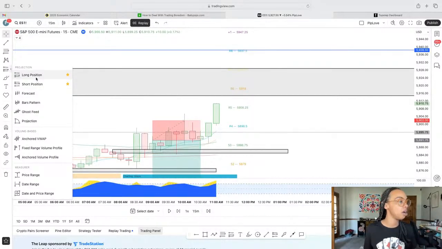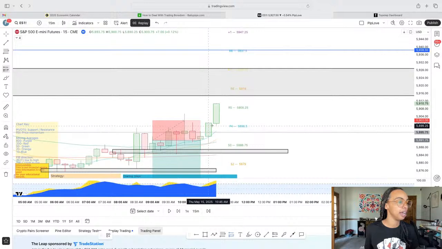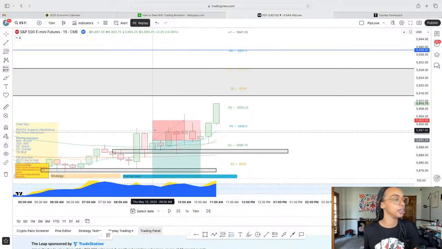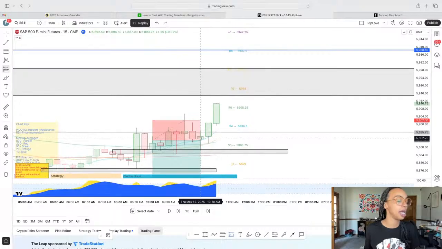Now we're looking for longs. What would we have done? As soon as we saw price coming up here, we had some buying momentum. We would have looked at these candlesticks to give us a clue into what's happening.